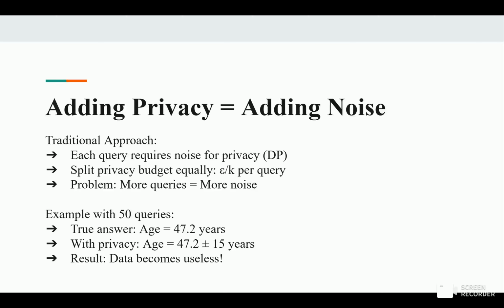To protect privacy, we add random noise to each answer. This is differential privacy. The traditional approach splits our privacy budget equally among all queries. So if we have 50 queries and a total privacy budget of epsilon equals 1, each query gets epsilon over 50. The problem is, with such a small privacy budget per query, we need to add massive amounts of noise. An age that should be 47.2 years might be reported as anywhere from 32 to 62 years, and this data becomes essentially useless.